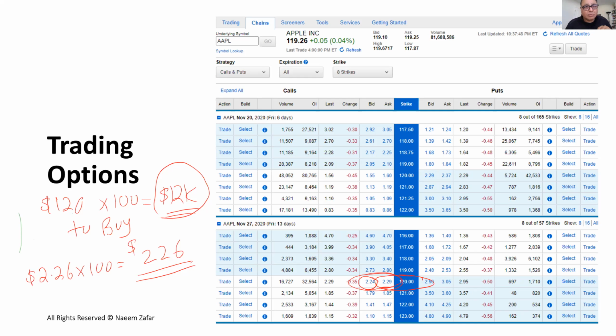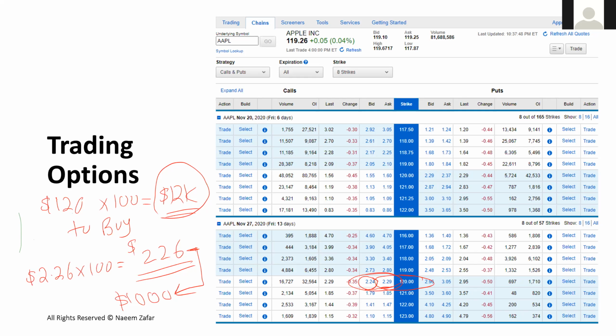And guess what? If that day comes and the stock is at $130, I don't have to come up with $13,000 to buy the shares. I can sell my option to somebody else. I bought it for $2.26. If the stock went to 130, that option would be worth $10. So I can sell it for $10 times 100 shares, $1,000, and my gain on a $226 investment is like 300%. I spent only $226 and I got $1,000 back if the stock went to 130. So I have leverage. I'm investing so little and I can make a lot more. That's why options are attractive. You can control a large number of shares with much smaller money.